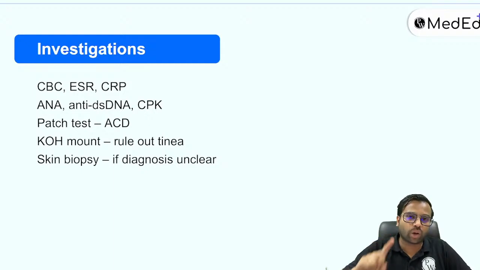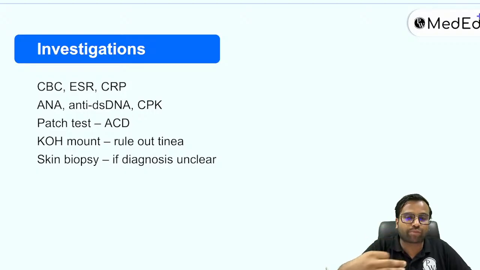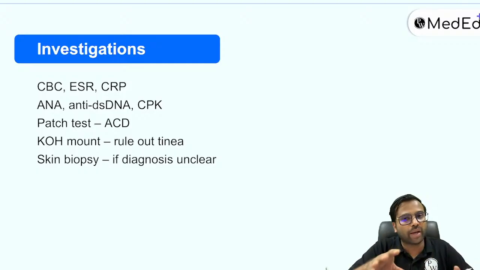You should ask a lot of questions. How did this lesion appear? When did these lesions appear? And how have the lesions progressed? Is there any trigger, etc.? When you ask all these questions, based on the answers that the patient tells you, you will be able to make out a lot of differential diagnosis.